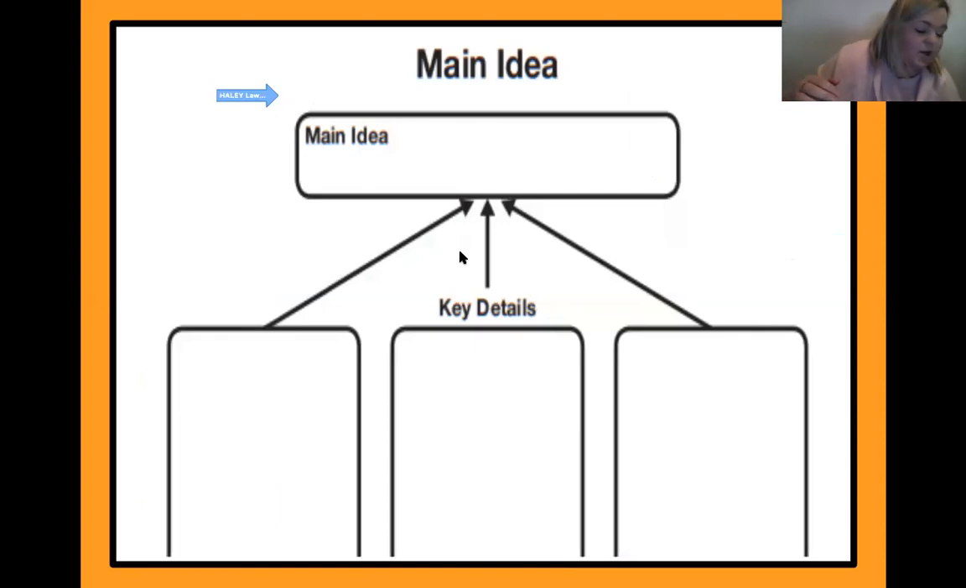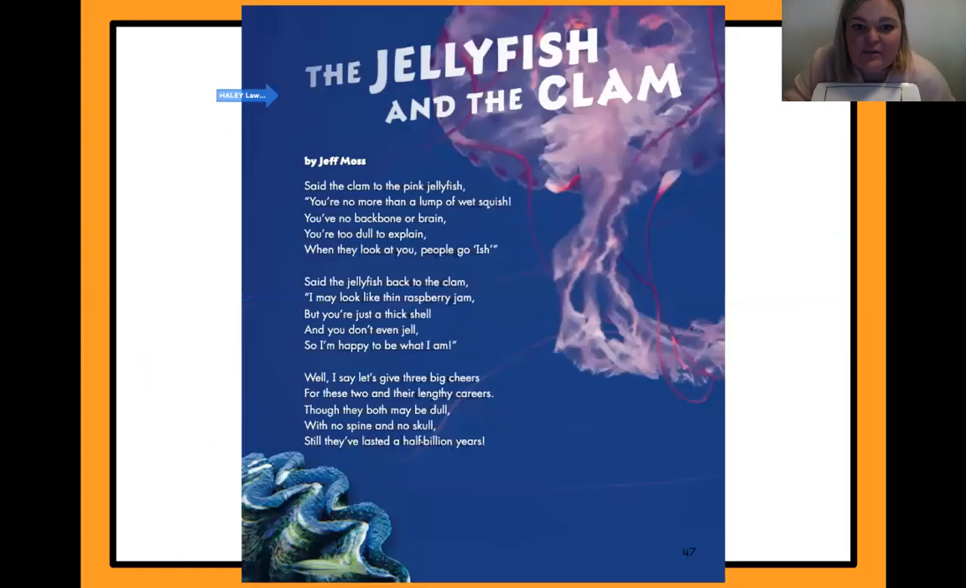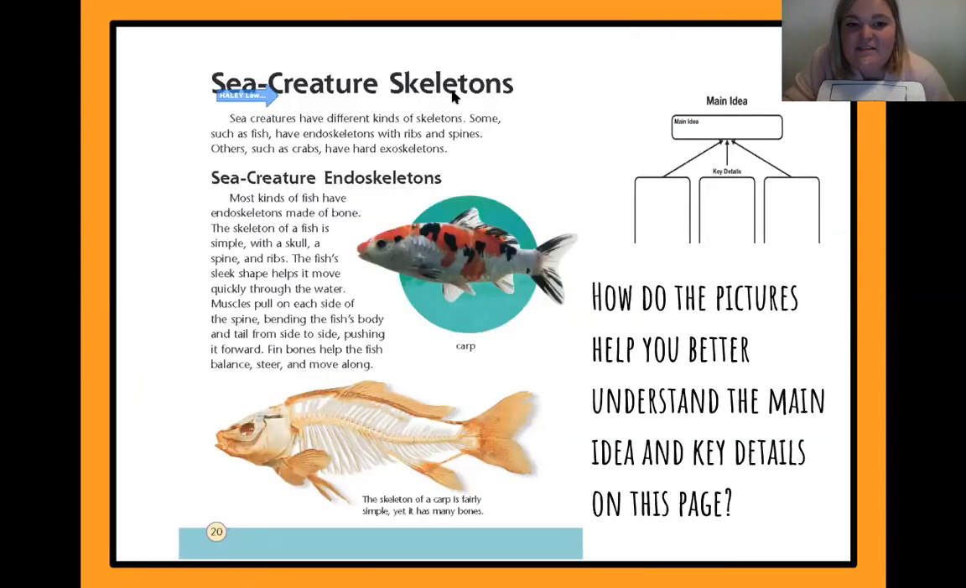All right, time for our main idea chart. We pretty much figured out what the main idea was at the very beginning. It was sea creature skeletons, and I love informational texts because they always help me figure out the main idea. Always is kind of a strong word. They usually help me figure out the main idea with headings. Headings are my best friend.